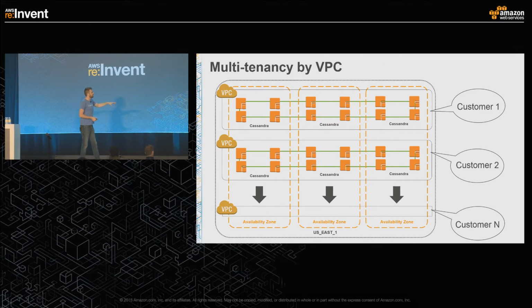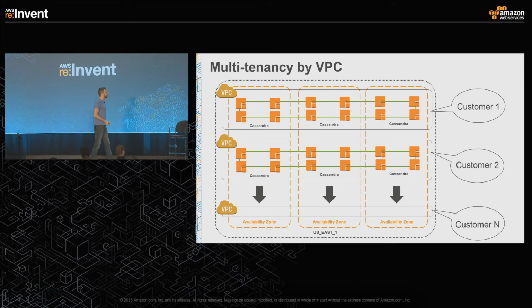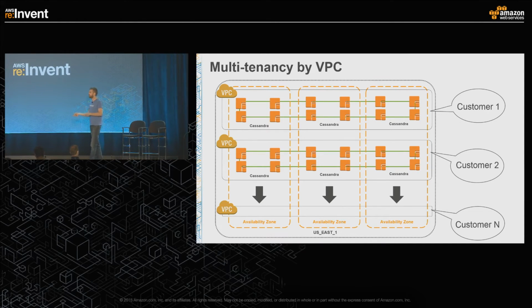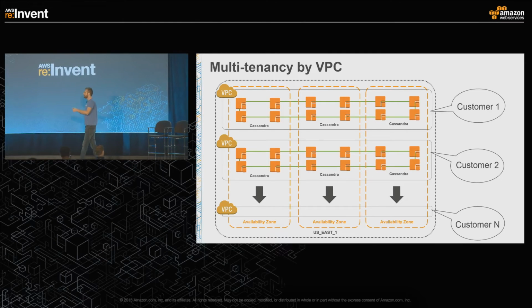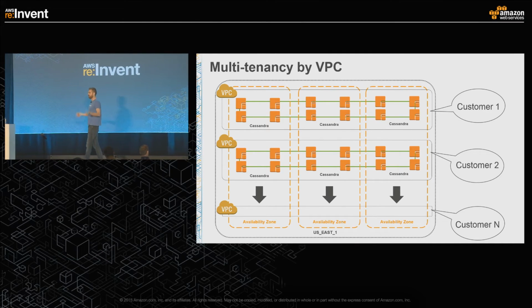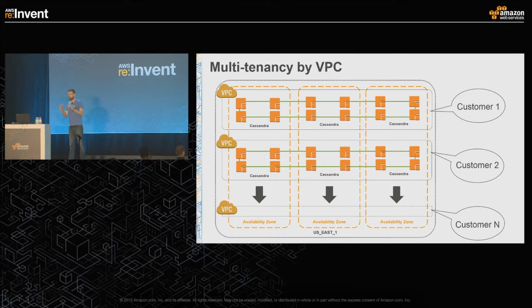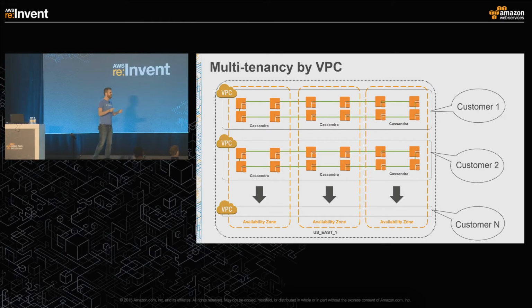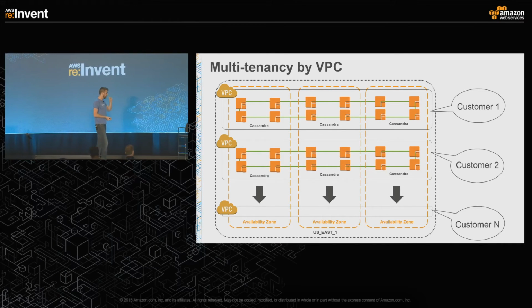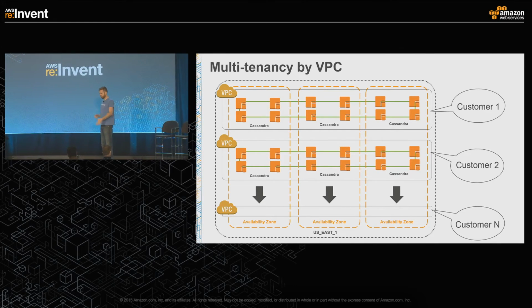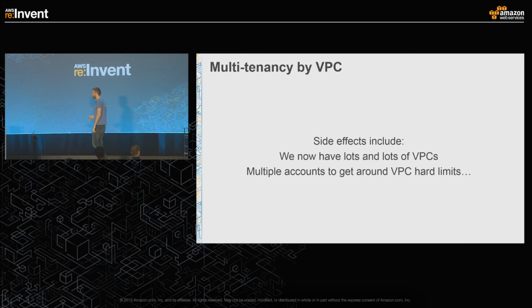So this is what it looked like. The way we decided to go down this path is that for each customer in each Cassandra cluster, we would actually provision it in its own VPC. So each customer would get its own isolated Cassandra cluster. Even if you had multiple clusters within the same customer account, they would be in their own individual VPCs. That allowed us to really isolate things at the network level, and that's how we started to solve some of our own multi-tenancy issues.